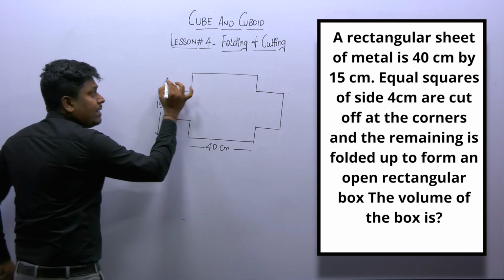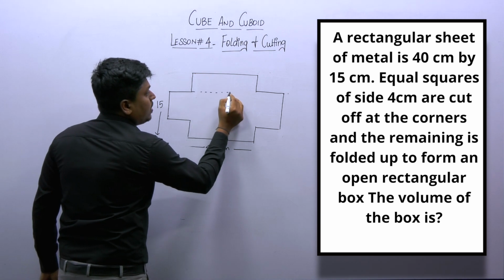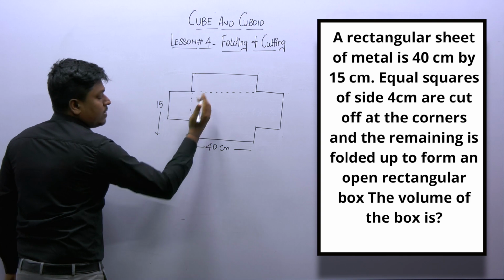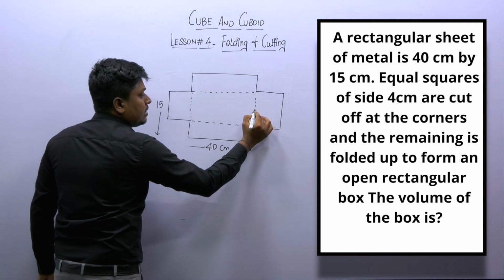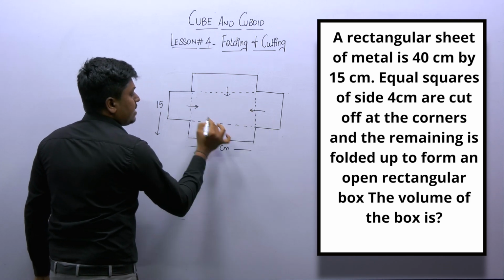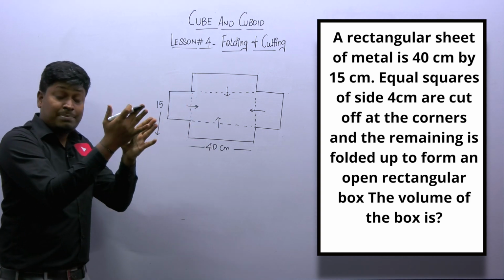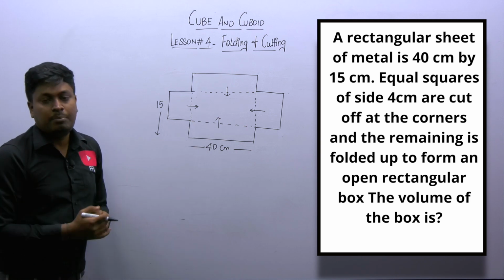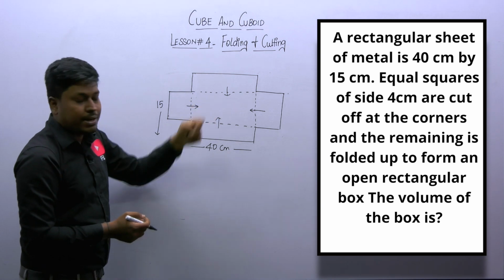Now after cutting all these corner regions, what they are saying is the remaining parts are folded up. So this area will be folded like this. Similarly this area will be folded like this. This area will be folded like this, and similarly this area will be folded like this. So finally it forms a rectangular box. If we fold all the 4 parts towards the upside, then we can get an open rectangular box. So now our target is to find the volume of the open rectangular box.